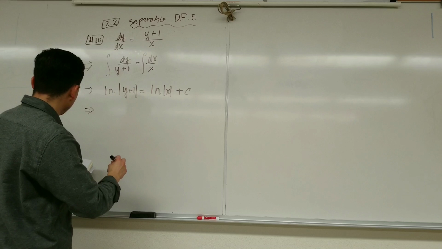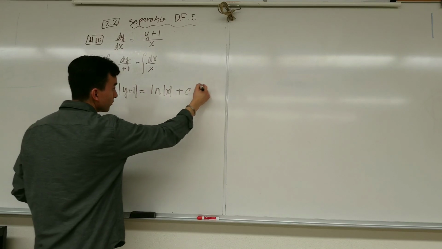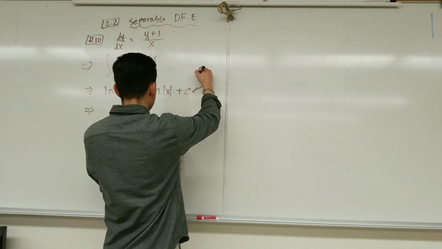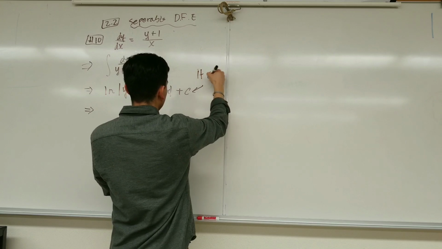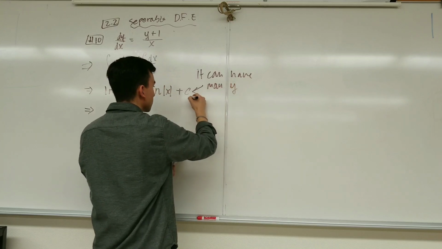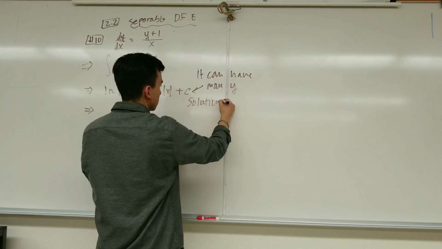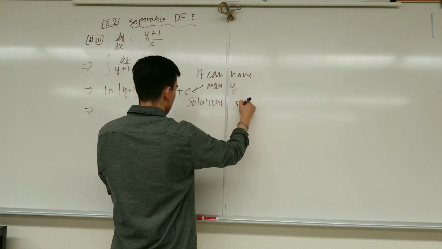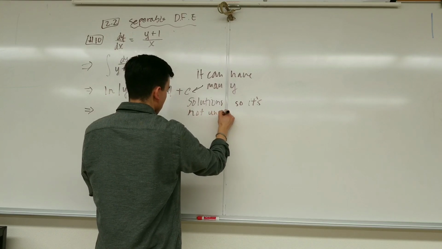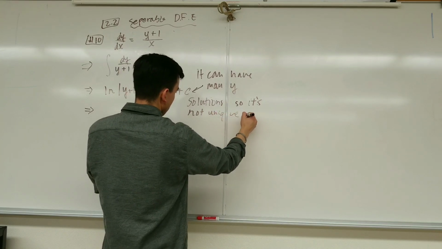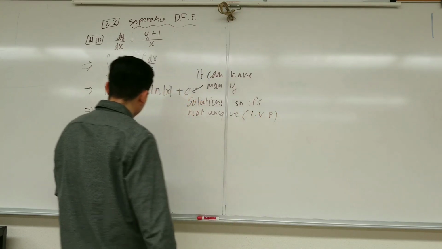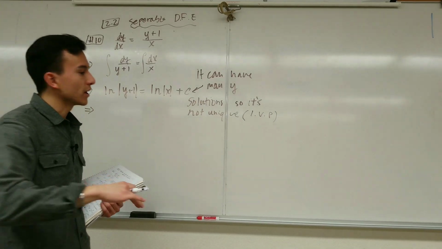Okay? Now, this is really important because that c indicates that it can have many solutions, so it's not unique. And by unique, I mean there's not going to be an IVP. And we'll learn what IVP means.